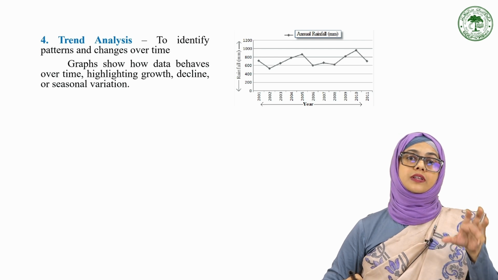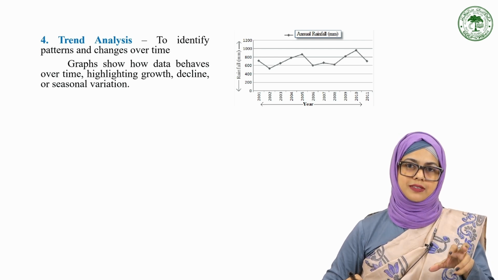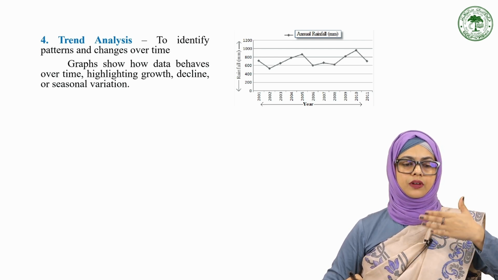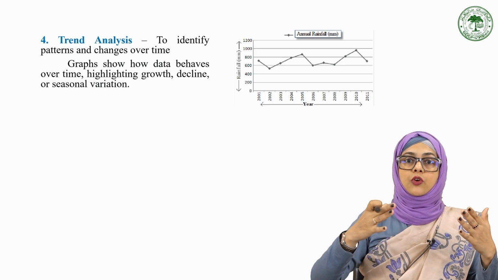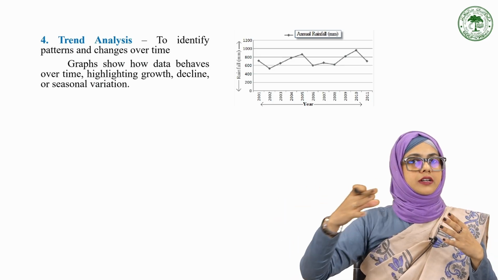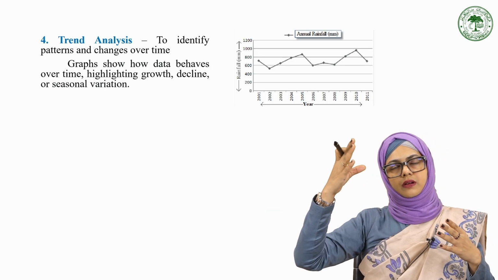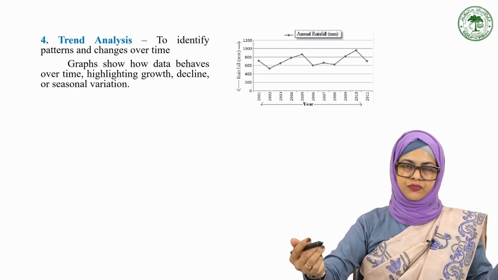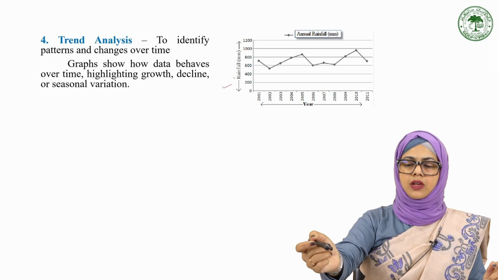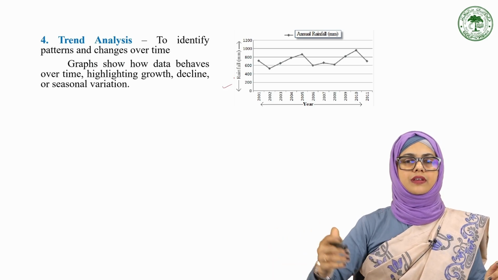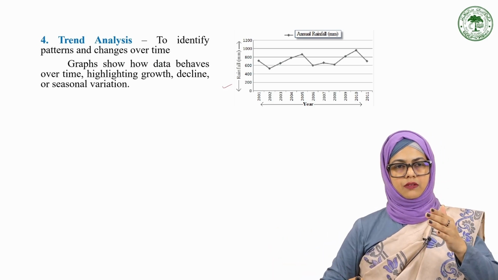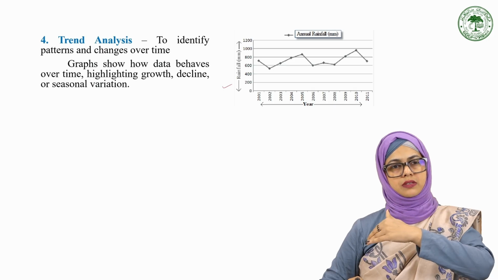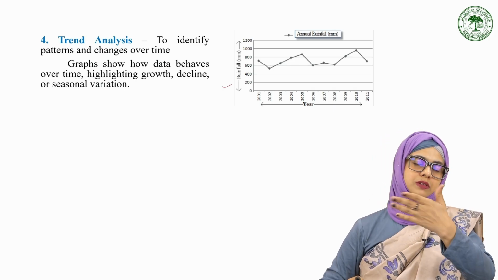Moreover, it also tells us about trend setting. What is the trend? The graph shows how the data is behaving over time and it highlights the growth, whether there is a rise or a decline or any kind of seasonal variation, just like we saw in the previous graph and even in this line graph, how the rainfall is varying, right? Where it is rising, where it is highest, why it is declining, and what the seasonal variation is.